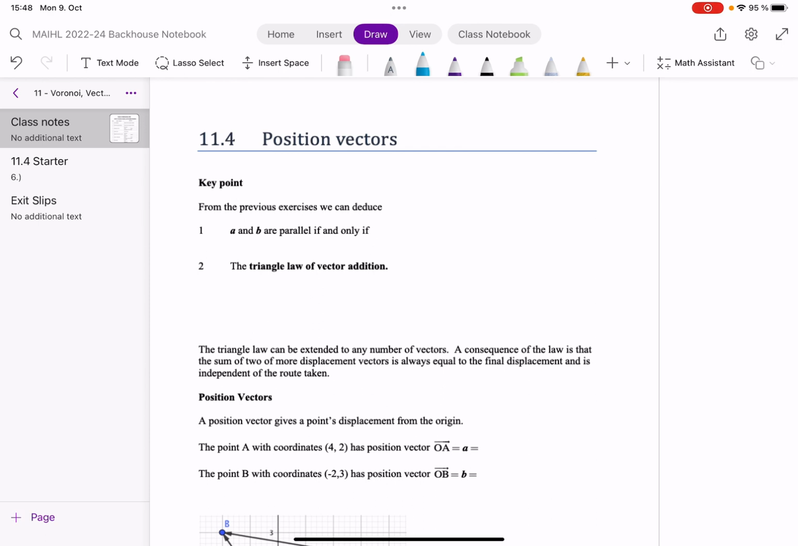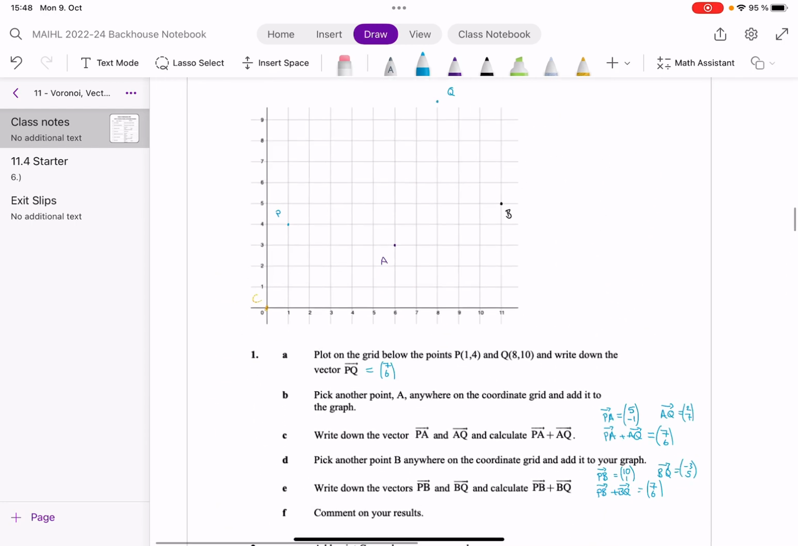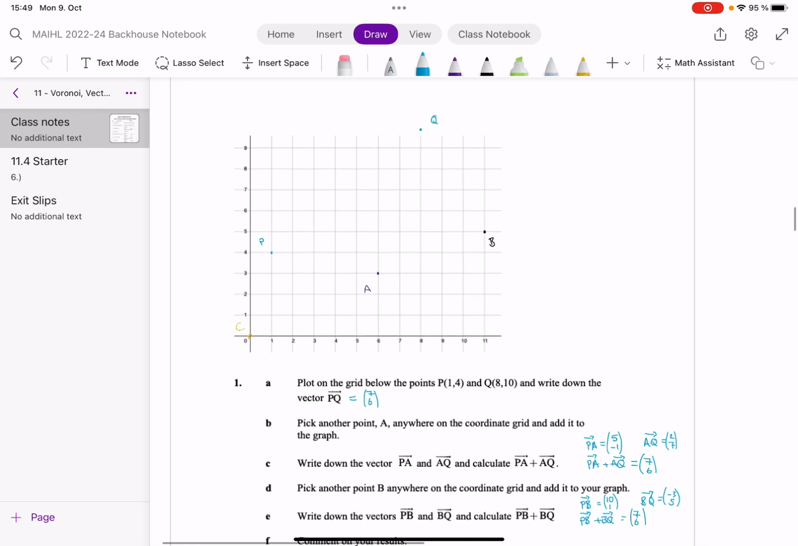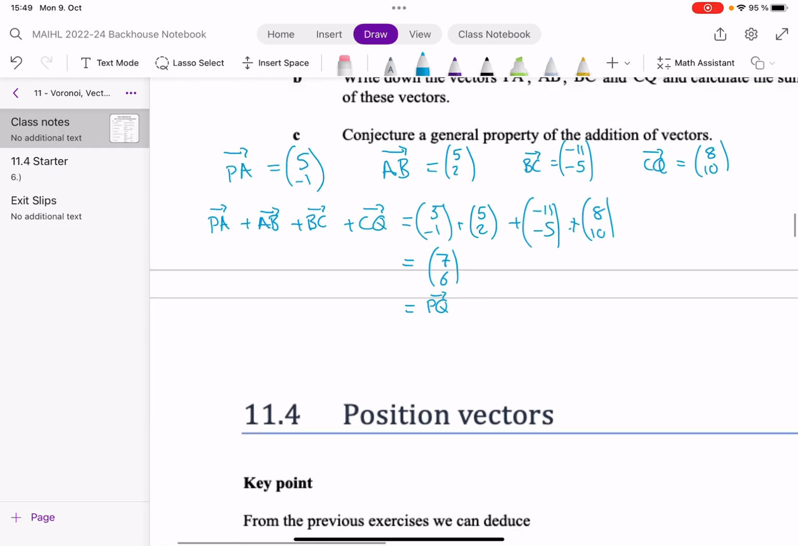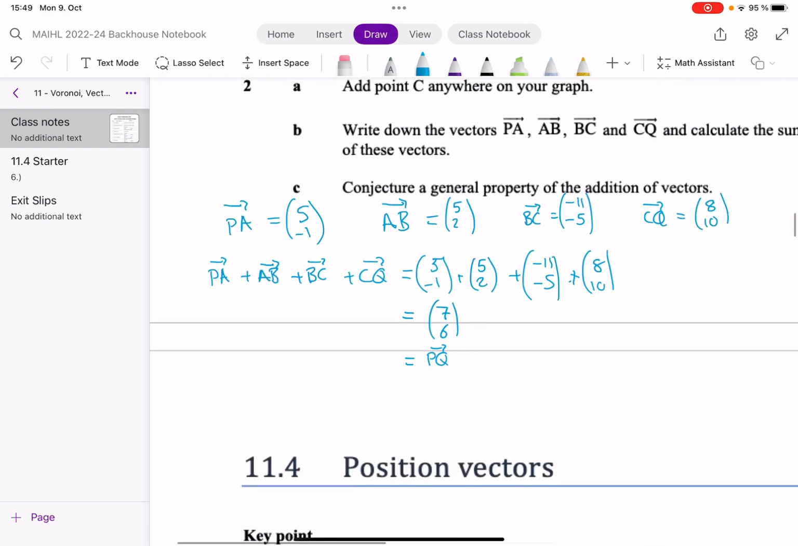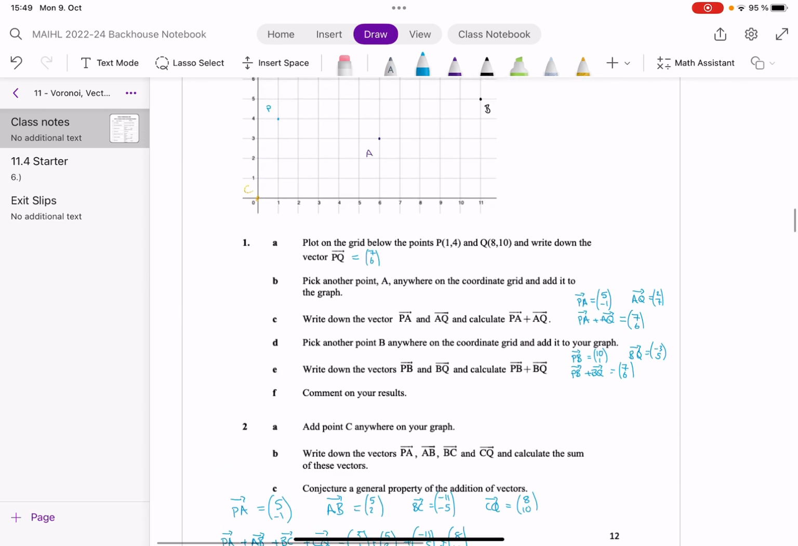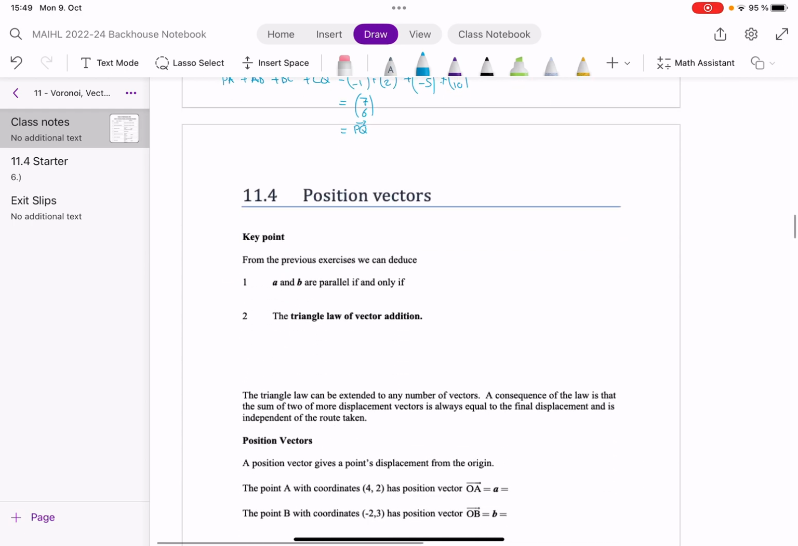So last lesson you should have started to develop a bit of an understanding about direction vectors. Hopefully you had a go at this investigation. Obviously we'll all have different answers depending on where you put A, B and C. But I hope you found that at the end, going from your point P to A to B to C to Q resulted in the same vector as just going directly from P to Q. If that didn't happen, go back and have a look, check the individual vectors, check your addition, but that should be what we find.